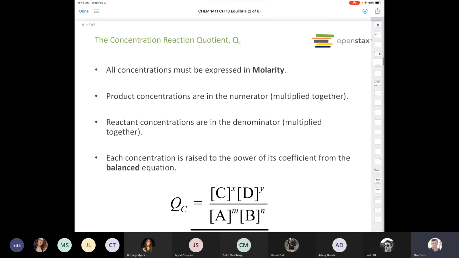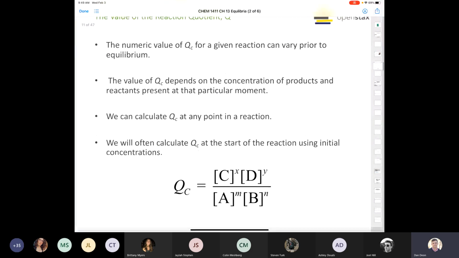So let's talk more about reaction quotient. If we're dealing with concentrations, they have to be expressed in molarity, which is the number of moles per liter. The product concentrations are in the numerator, went over that already. The reactant concentrations are in the denominator, and each concentration is raised to the power of its coefficient from the balanced equation. So you can see that learning how to balance equations in General Chemistry 1 was not in vain. They come up all the time in general chemistry too.